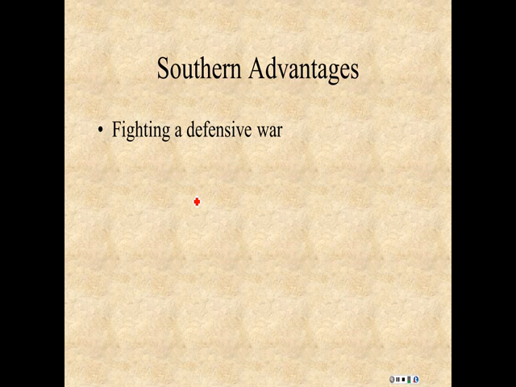So that's an advantage when you're fighting a defensive war. What do you have to do to win? Simply keep going, defend your territory. What does the Union have to do to win? They have to take you over, destroy you, get you to come back.